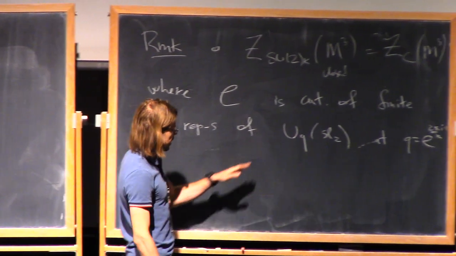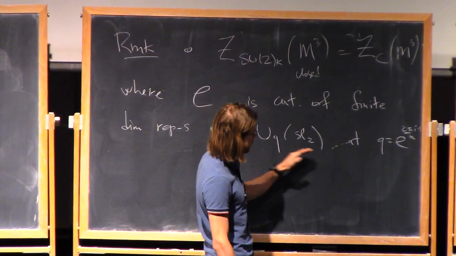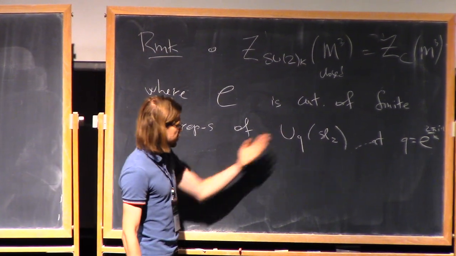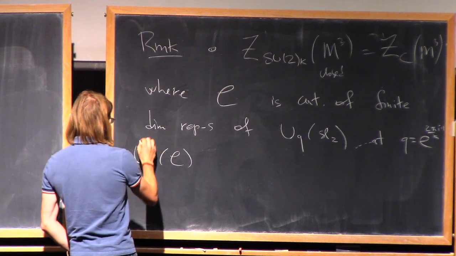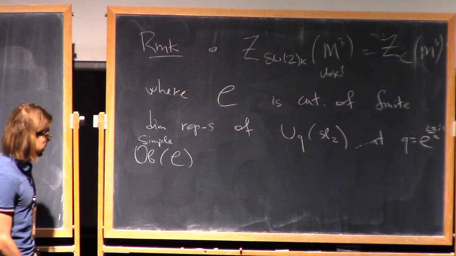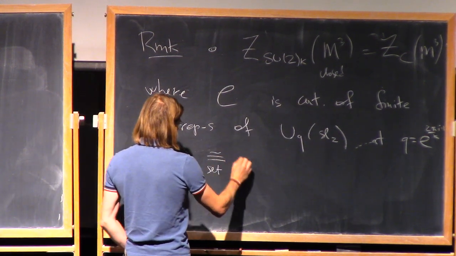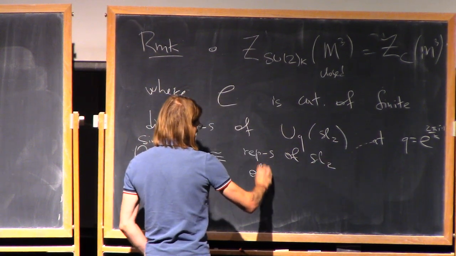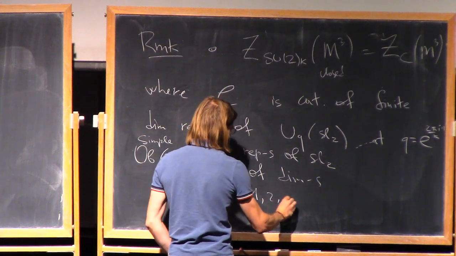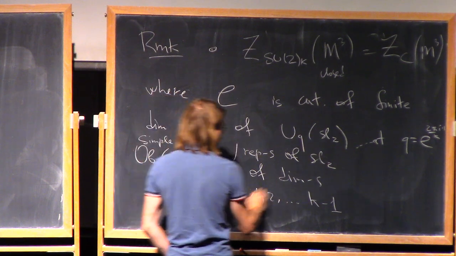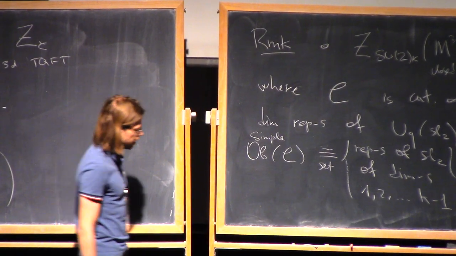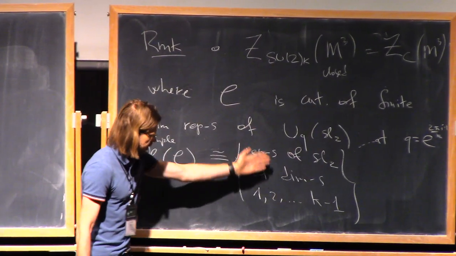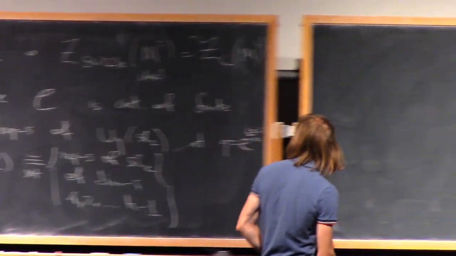It's important that the representation theory of this Hopf algebra is very different for generic q and q a root of unity. But there is a simple way to understand the simple objects in this category. As a set, this can be identified with representations of SL2 of dimensions 1, 2, up to k minus 1. But of course there is a non-trivial tensor product, which is modified, and we have to put the MTC structure on those objects.